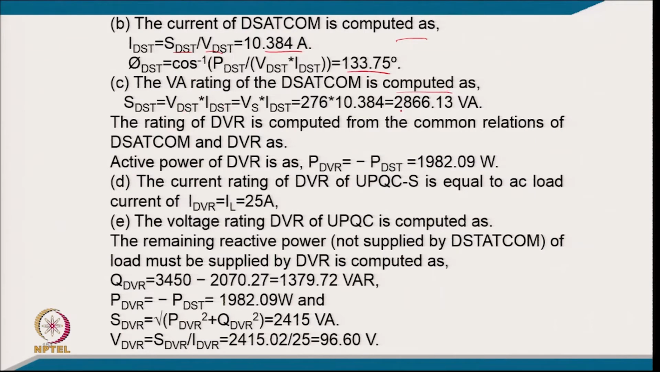The VA rating of the DSTATCOM is typically 2866.13, and the rating of the DVR is computed from the common relation of DSTATCOM and DVR. The active power is the same for both, because whatever power the DVR is taking, the DSTATCOM has to give, so it comes to 1982.08. The current rating of the DVR, equal to the AC load current, is 25 ampere. The voltage rating of the DVR is computed from the remaining reactive power not supplied by the DSTATCOM, supplied from the DVR. So Q DVR equals the difference, which comes to 1379.2, and P DVR and P DSTATCOM are the same, that is 1982.09. So S DVR will be equal to the square root of both, 2415 VA, and V DVR from S DVR divided by I DVR comes to 96.6 volt.